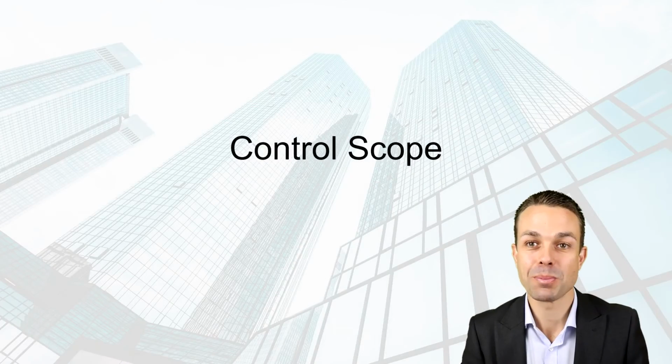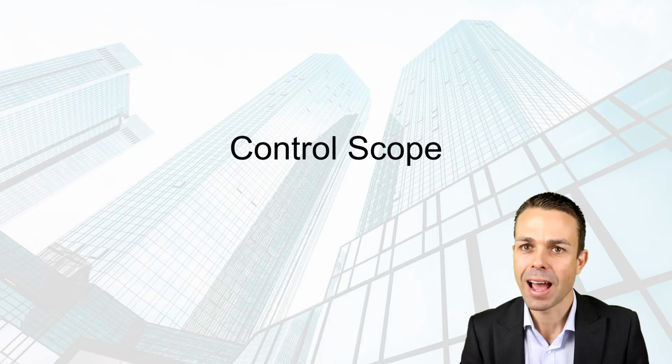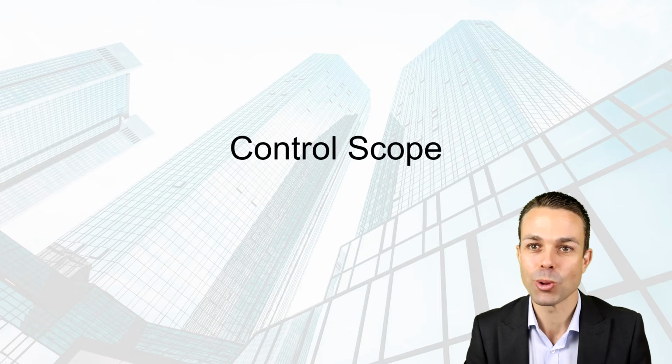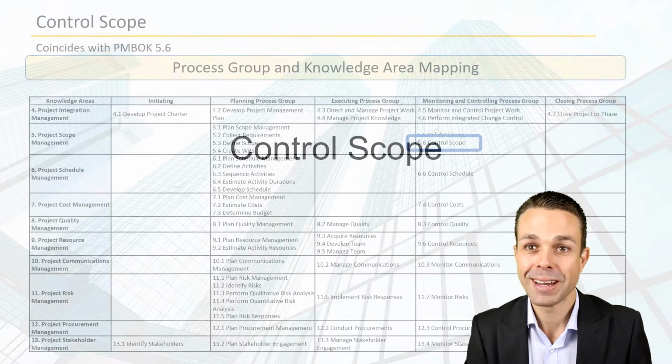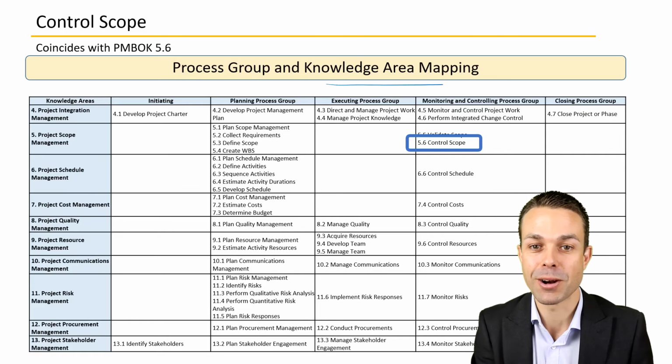Hi everyone, welcome back. We're looking at the processes within the project management body of knowledge, and this one in particular is controlling the scope of your project. Now, where does controlling the scope of your project fit in the overall process group and knowledge area mapping?